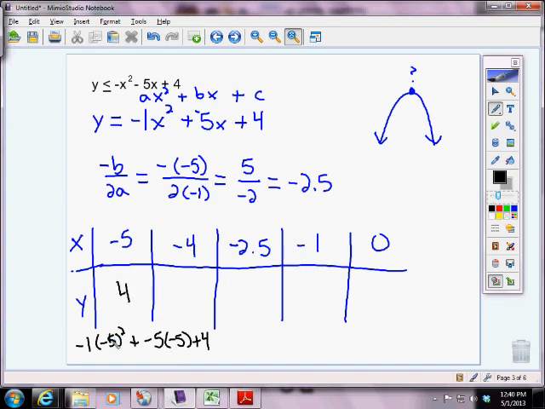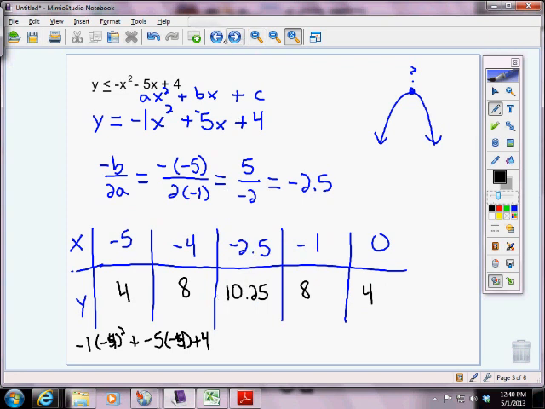If I then substitute negative 4 in for all of these, I get an answer of 8. Negative 2.5, I get 10.25. Negative 1, I get 8. And 0, I get 4. Okay? So now what I'm going to do is graph these ordered pairs, and they should look like a parabola.